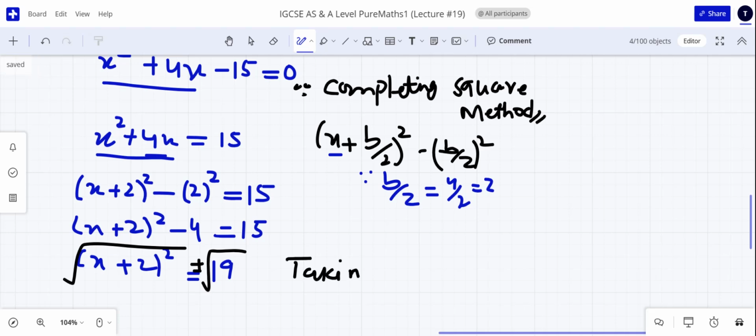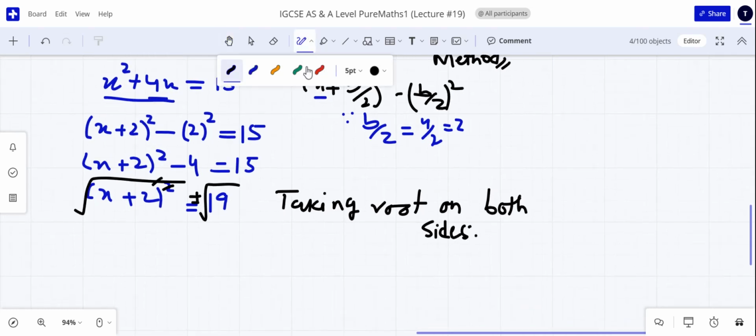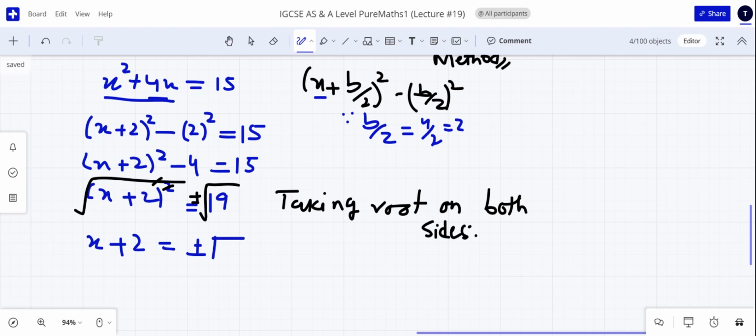Taking the root on both sides, we must add the plus minus sign. The square and the root will cancel out. So here what is left? x plus 2 equals plus minus root 19, because we don't have the exact value of the root of 19.